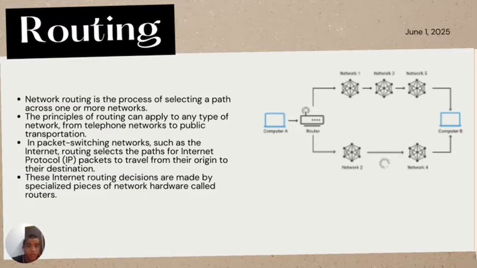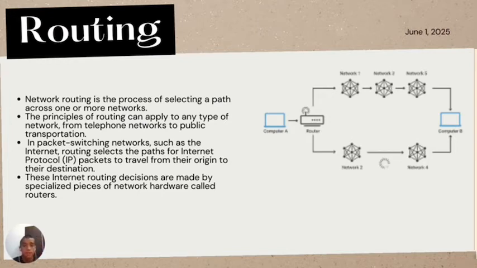Routing. Network routing. Apa itu network routing? Network routing is the process of selecting a path across one or more networks. The principles of routing can apply to any type of network, from telephone networks to public transportation. In packet switching networks, such as the Internet, routing selects the path for Internet Protocol IP packets to travel from their origin to their destination. These internet routing decisions are made by specialized pieces of network hardware called routers.